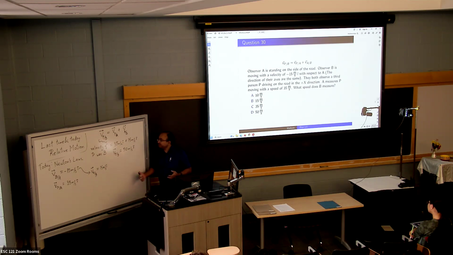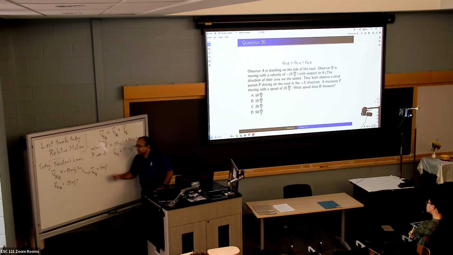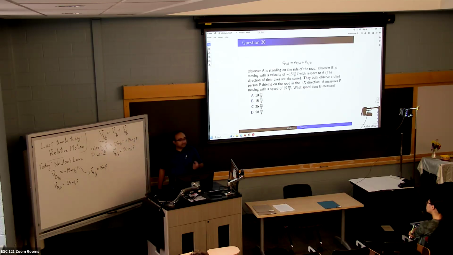So the two important things to remember are, one, that you can split any relative velocity into the sum of two other relative velocities, and the other is that you can reverse the order of these subscripts at the cost of the minus. Questions? Feel free to ask questions at any point.